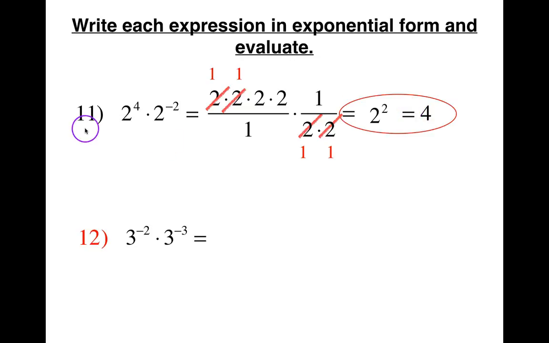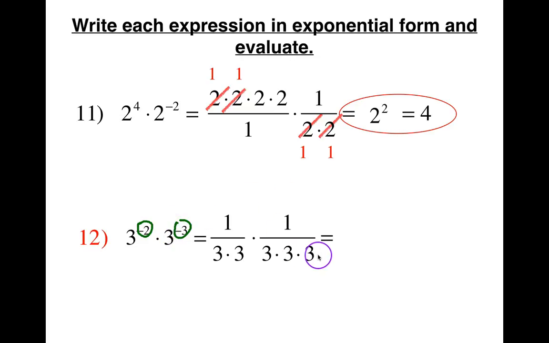Okay, so another one, number 12. 3 to negative 2nd, I'm going to rewrite that as 1 over 3 times 3. Because it's a negative exponent, that's why I'm dividing by 3. Now, 3 to negative 3rd, that's going to be 1 over 3 times 3 times 3. So I'm going to rewrite this as 1 over, let's count 1, 2, 3, 4, 5. I'm going to write it as 1 over 3 to the 5th. So there's my exponential answer.